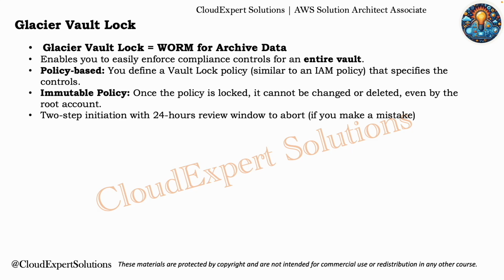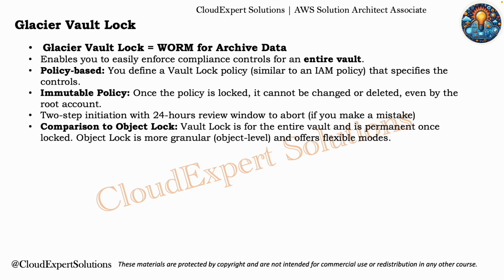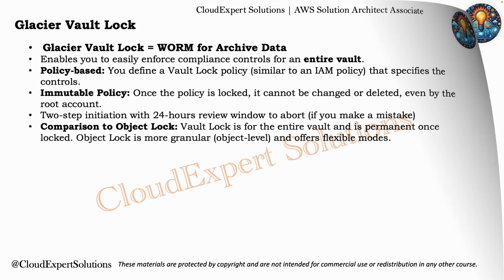The locking process has a two-step initiation, and it will give you a 24-hour window to abort the lock or to make any changes if you have made a mistake. The key difference is in the scope: Object Lock is for individual objects in S3, and Vault Lock is for the entire vault in Glacier, and this is permanent in nature.